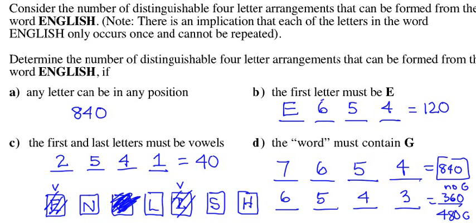And you're going to be doing this a lot in future questions. Sometimes it's easier to work out the number of ways something doesn't happen and then do a subtraction. So here, 840 words, 360 of them don't have G in them, so that means the other 480 do have a G someplace.